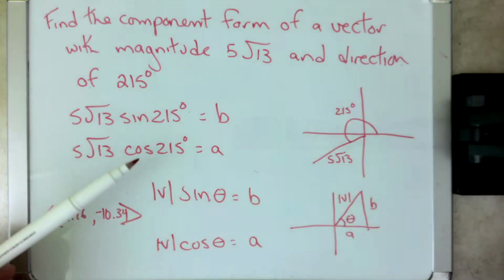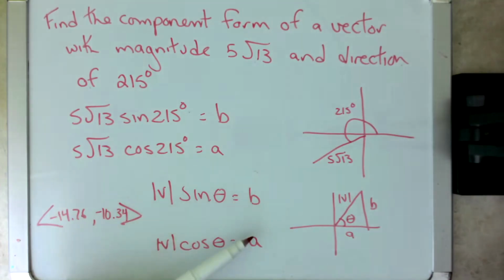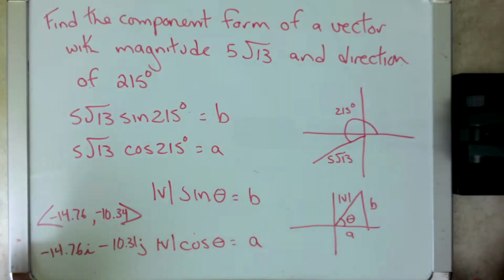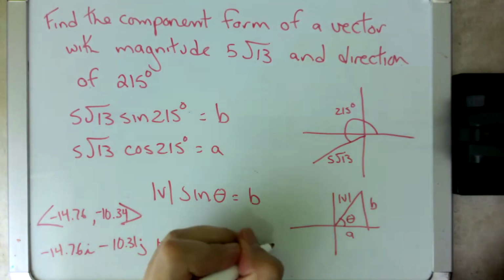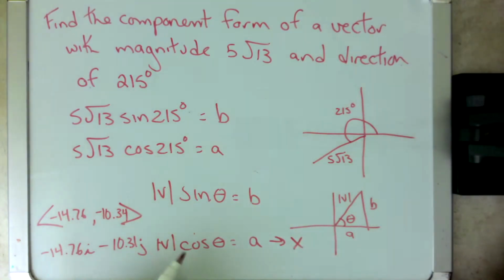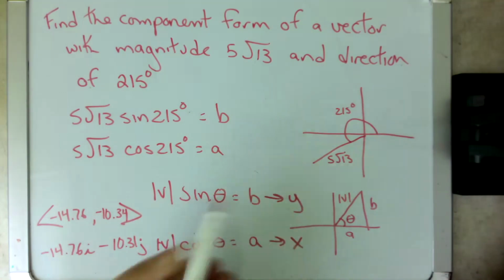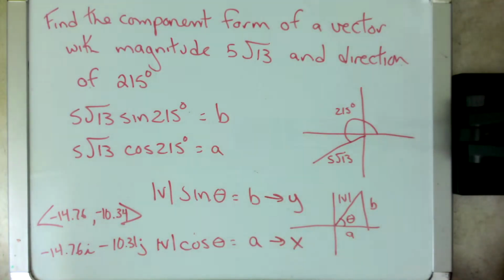And I don't know why I did these backwards, but this is your y, this is your x. But in component form, it's obviously x comma y. And if we wanted to put this in the ij version of component form, negative 14.76i minus 10.31j. And that is going from magnitude direction form into component form. You simply use these two formulas, where that one's your x, cosine goes with x. That one's your y, sine goes with y.